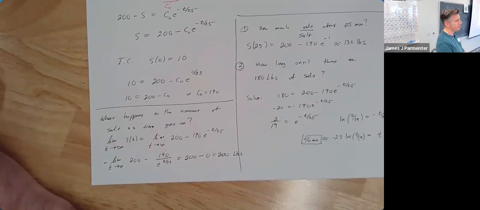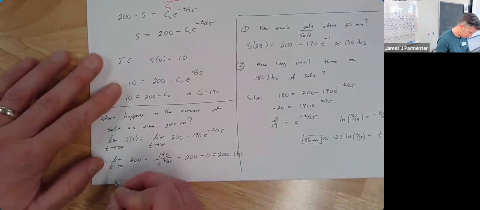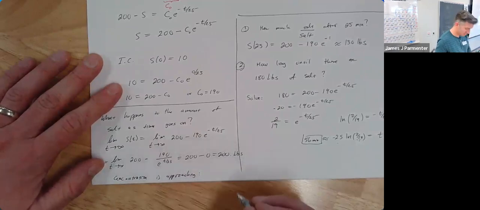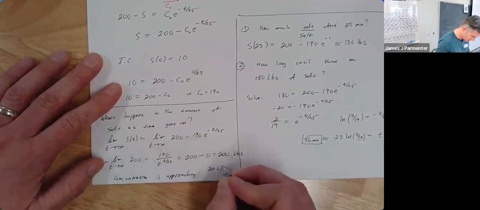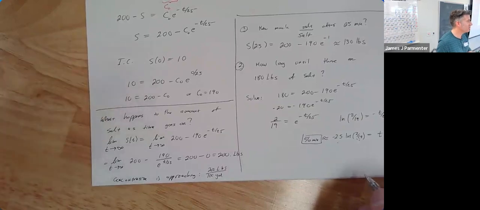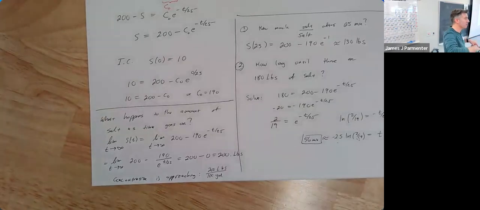Okay, 200 pounds of salt in a 100-gallon tank. What's the concentration that we're getting closer and closer to? Concentration is approaching how much? Well, 200 pounds of salt divided by 100 gallons is 2. Which is exactly the concentration that we were putting into the tank.